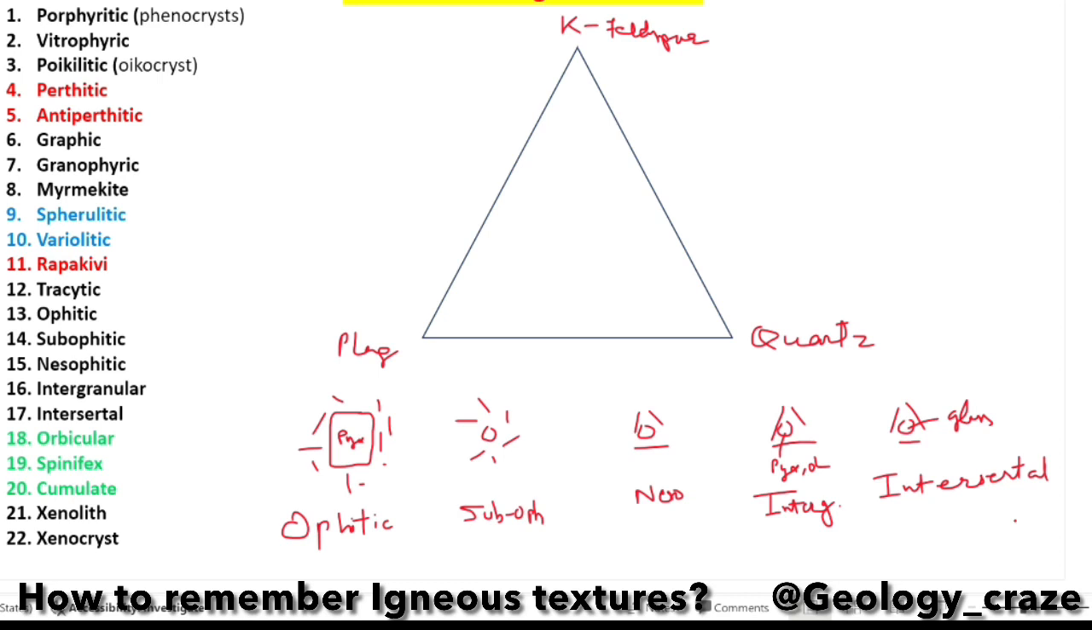So next going to the other textures. In general, apocalyptic, then variolites, and all of these are generally developed in the basic rocks. And the rest of these are developed in the igneous felsic rocks. All these are igneous rock, but developed in the felsic rock.